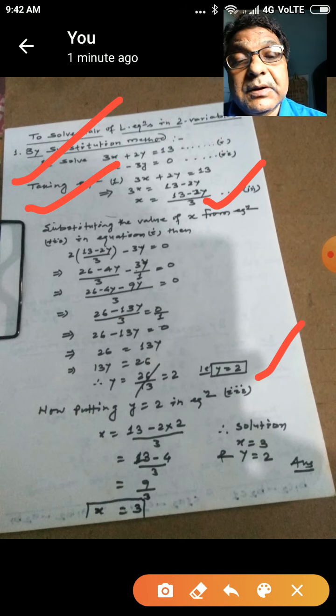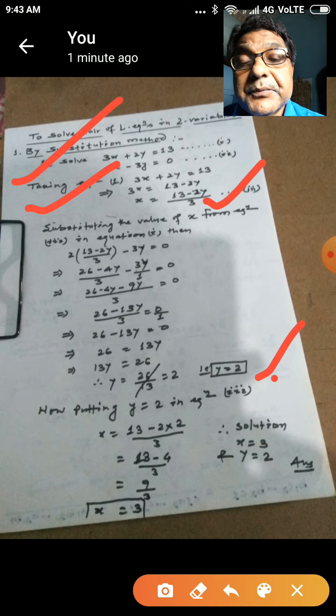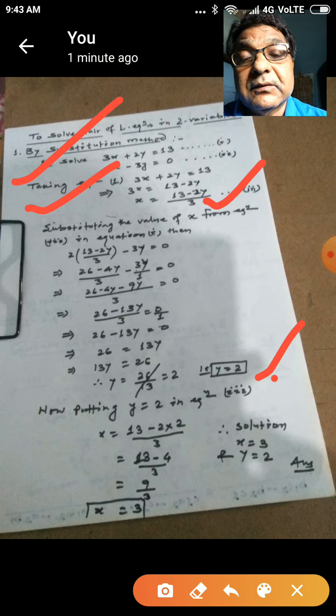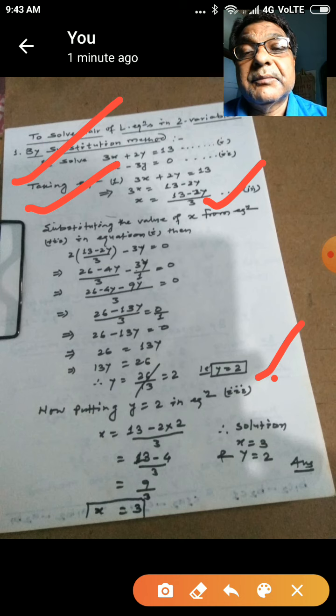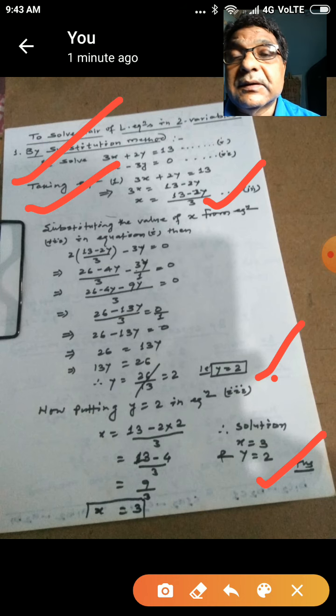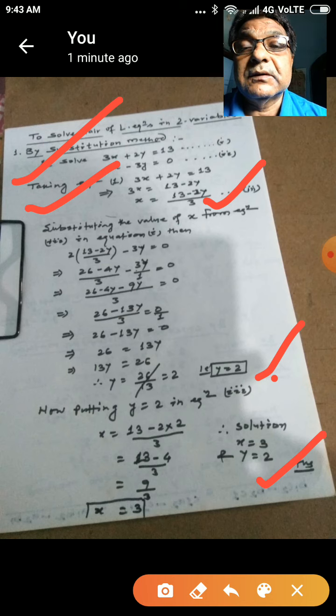Now putting this y equal to 2 in any one of the above equations, we can get the value of x. In this way we arrive at the solution for this given pair of equations: x equal to 3 and y equal to 2. I hope you got the concept related to this method.